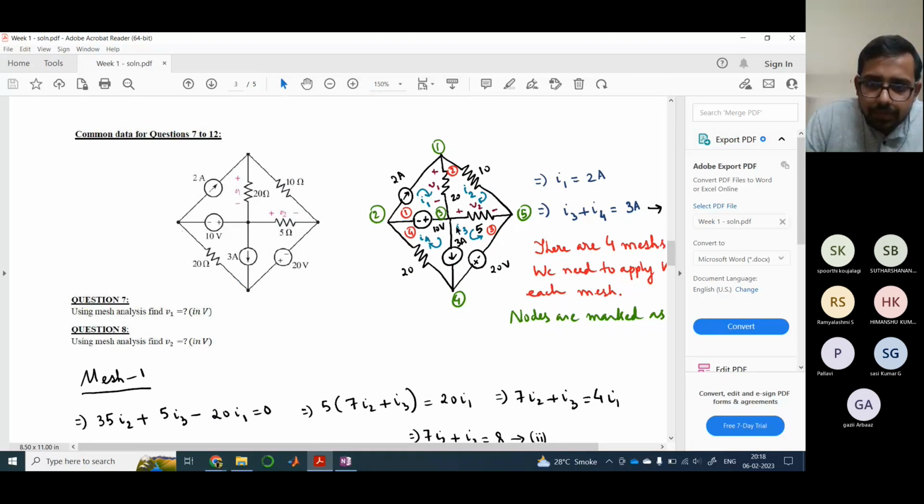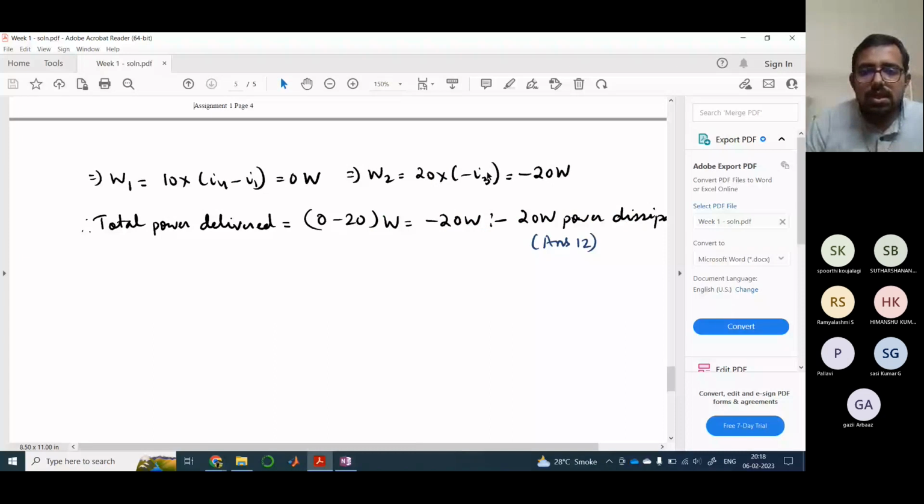Now, here, as per this convention, I3 is entering from the plus terminal and leaving from the minus terminal, right? So that is why this is minus I3. So this would be minus 20 I3.